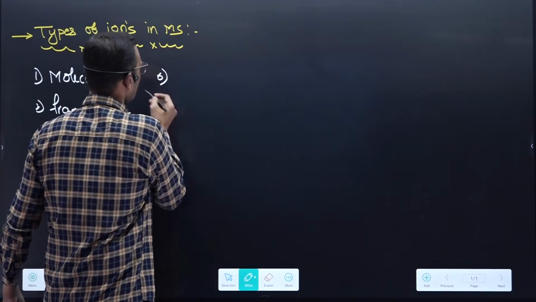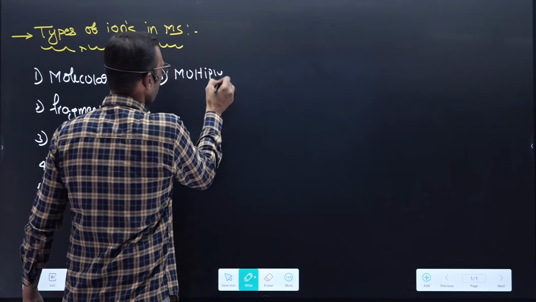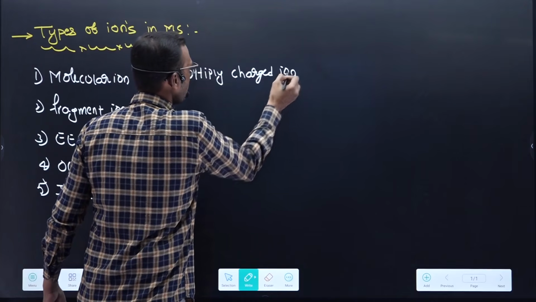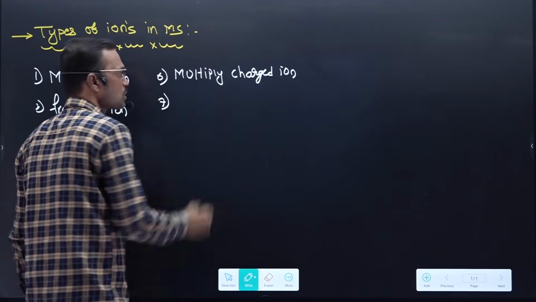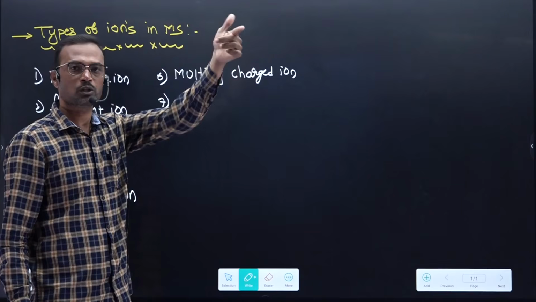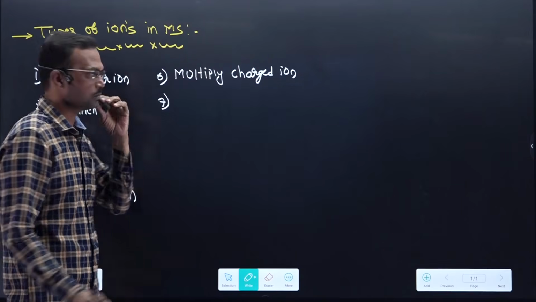Isotopic ion. Next one, multiply charged ion. Multiply charged ion or multiple charged ion means a cation should not carry just +1, it may carry +2, +3, +4, and so on. That is called multiply charged ion. Otherwise multiple charged ion, both are the same.